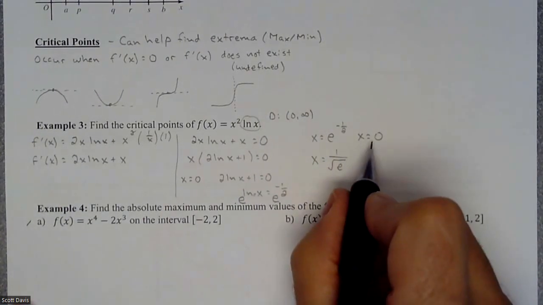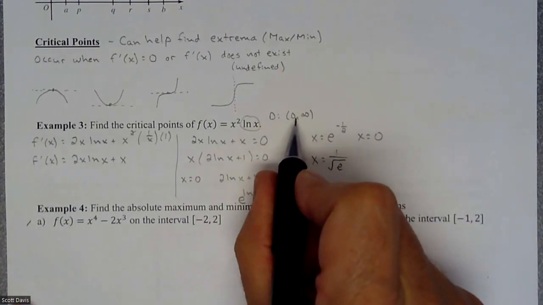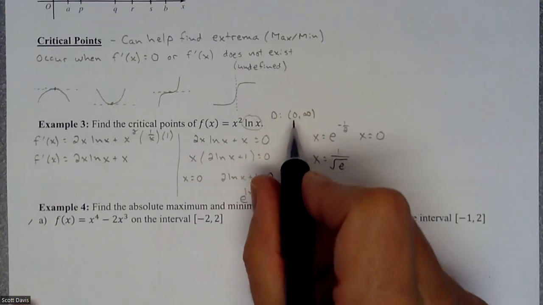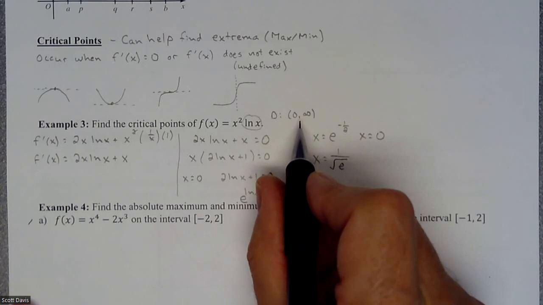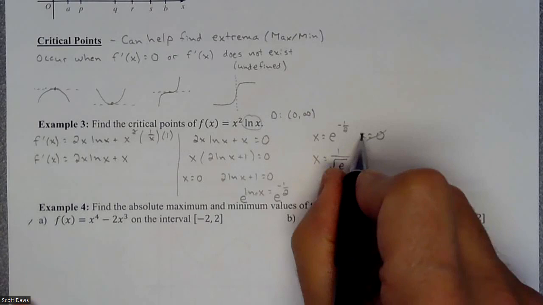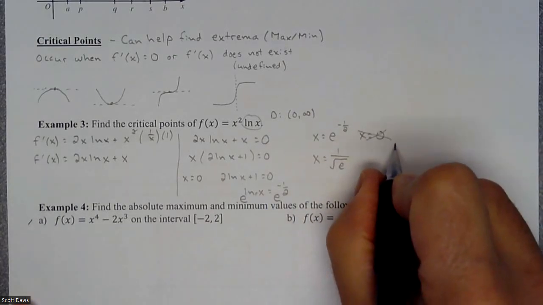However, x equals 0 gets kicked out because it's not part of our domain. So sometimes that happens, right? And that's why we bring that up at the very beginning: what kind of a domain do we have? Do we have any issues? Because one of your answers may get kicked out because of that. So that gets kicked out, not in domain.